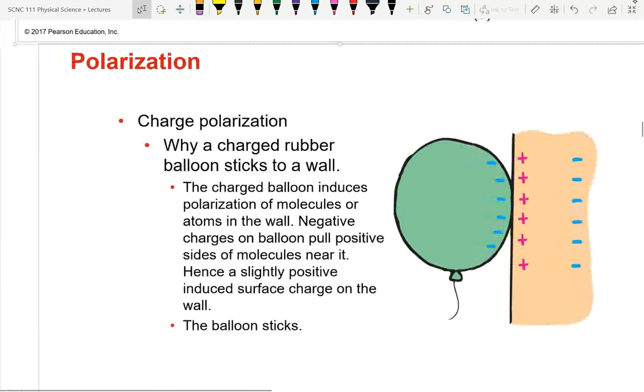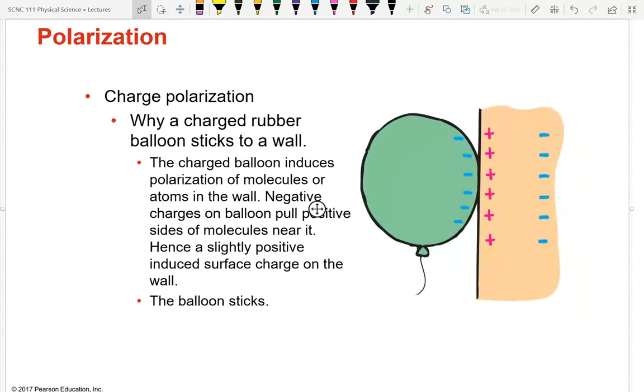Okay, I talked about water. Now here's something that we've all done, I hope. You take a balloon and you rub it on your head, and you can stick it to the wall and it just stays there. You ever done that? Okay, good. We all had some useful times as children. Why does it stick to the wall?